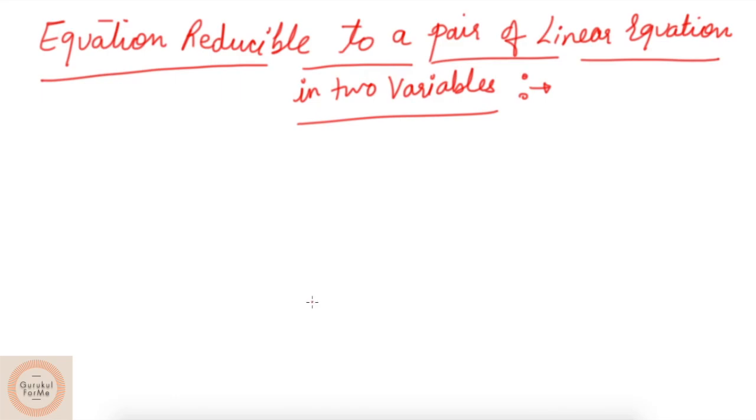So we're talking about equations reducible to a pair of linear equations in two variables. Let us check. There is one example.